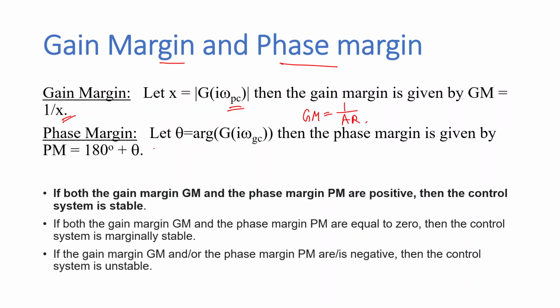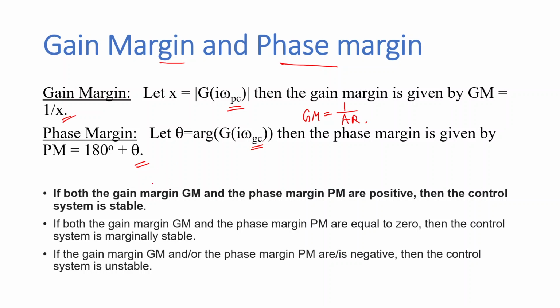Similarly, we define a safety factor related to the phase lag, and we call it the phase margin. That is basically 180 degrees plus theta, where theta is given by the argument of our transfer function at the gain crossover frequency. Basically, the phase lag of the transfer function at the gain crossover frequency.